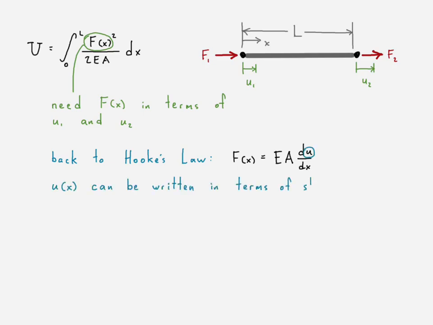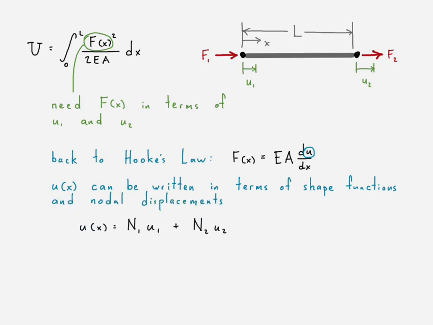And so we have this equation that we had earlier, which came straight from stress is equal to elastic modulus times strain for one-dimensional Hooke's law. And we take our displacement function, which can be written in terms of our shape functions and our nodal displacements. And so we have this written here. Remember that this shape function for node 1 is equal to 1 at node 1, and it decreases linearly until it's 0 at node 2. Similarly, for node 2, that shape function is 0 at node 1, and it increases linearly until it is 1 at node 2.